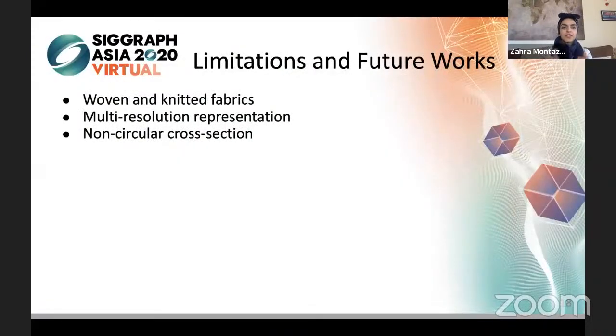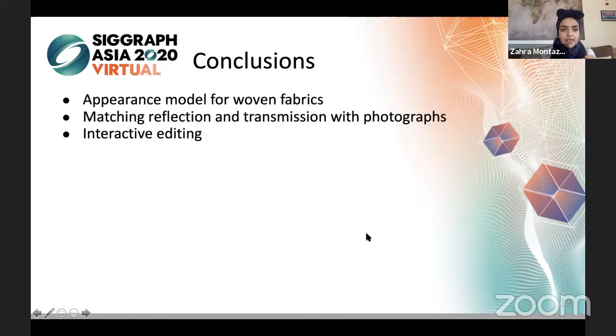So the limitation, first of all, is that this is for woven. Now we have the knit fabrics as well, so we are publishing it soon. And there's another work that we want to continue, which is multi-resolution, so it can be not only for the ply level, but we can also transfer it all the way to the surface. And again, non-circular cross-section, which is a very common limitation for all the fiber level representations for cloth.